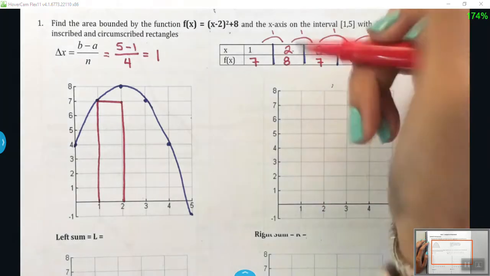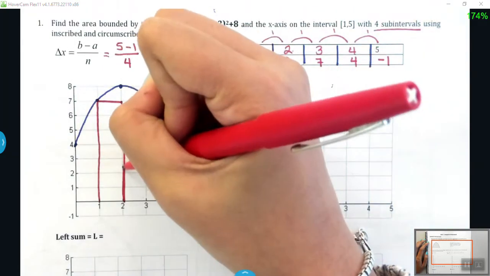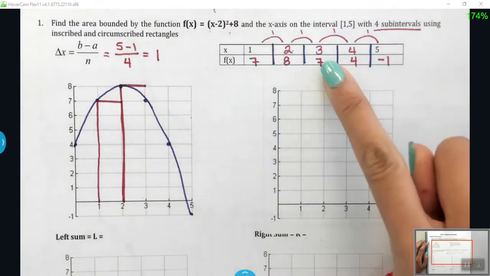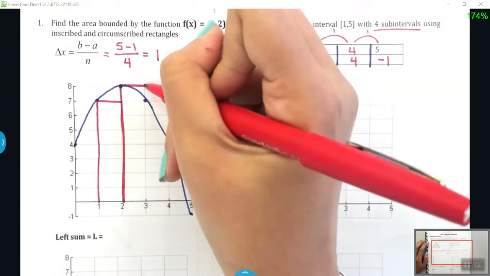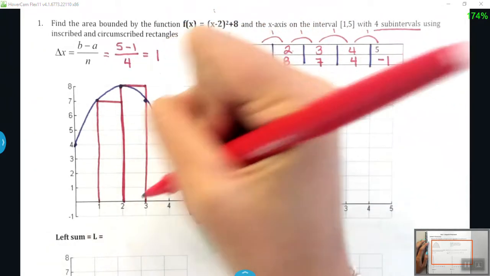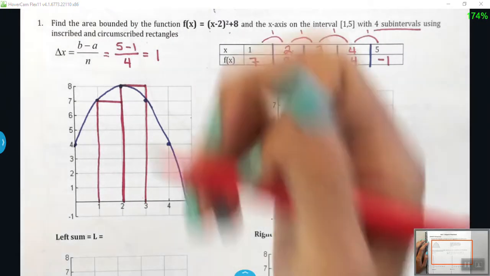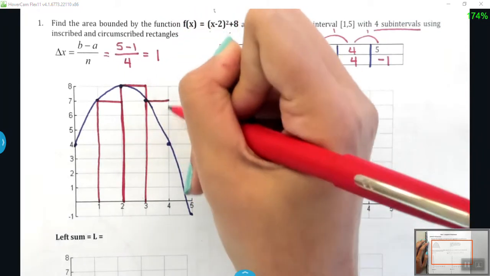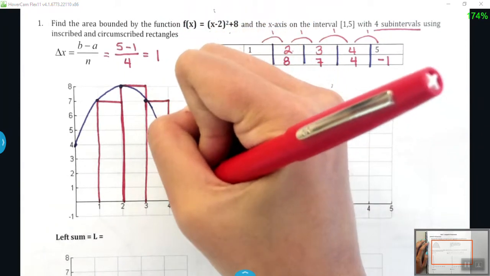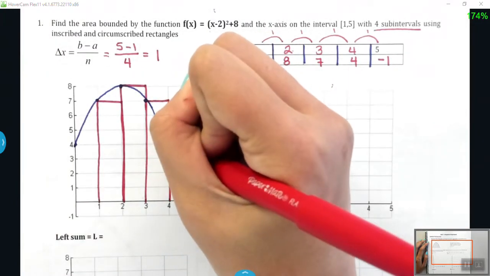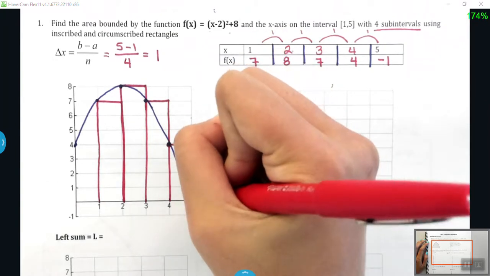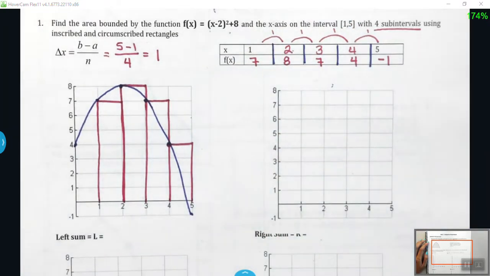And then at 2, I go up to 8, draw a rectangle over to my next intersection, which is 3, and then go straight down at 3. At 3, go up to 7 again, over, and then down. And then at 4, go up to where you intersect with the curve at 4, over, and down. So these 4 rectangles right here will be my approximation.